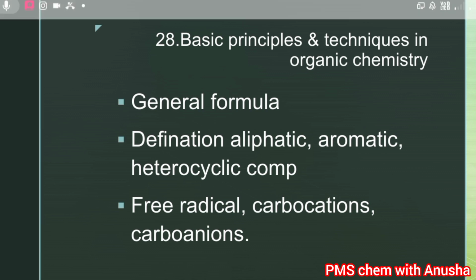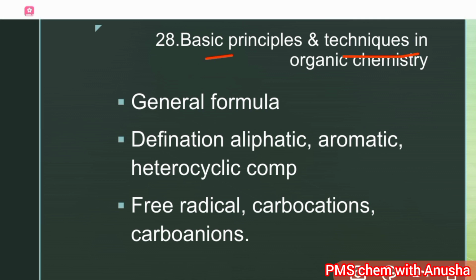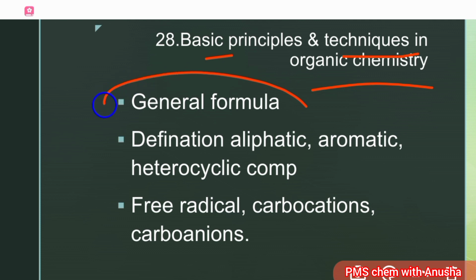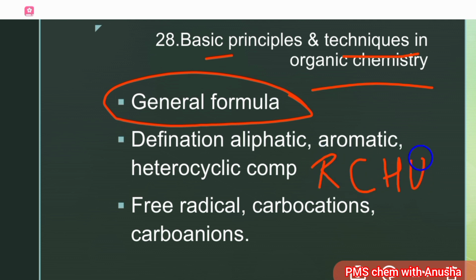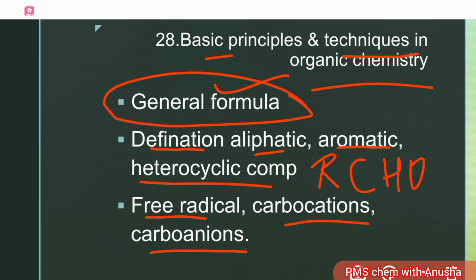Next, 28th unit, that is basic principle and technique in organic chemistry. In that, you have to focus on general formula of important functional groups, like general formula of aldehyde, that is RCHO, general formula of ketone, carboxylic acid, ester, so on. You have to study important general formulas and also focus on definition of aliphatic, aromatic and heterocyclic compound with the examples, and also focus on free radical, carbocation and carbanion, their definition as well as example.